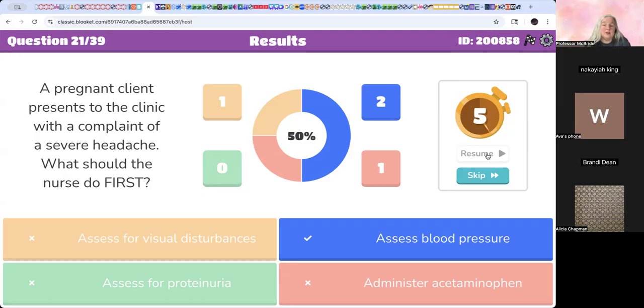Yep, so we'll check for protein in the urine, and then we can do blood work for AST and ALT, which is liver enzymes. We can also check creatinine, and we can also check for thrombocytopenia. So they would do labs. And then they probably would also have her go to the hospital.